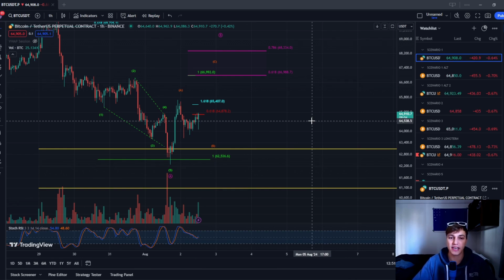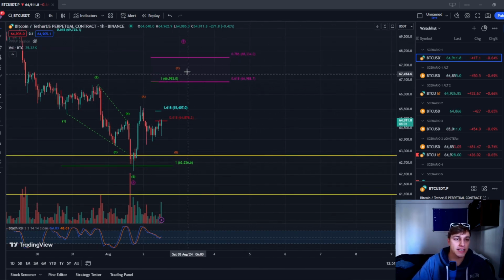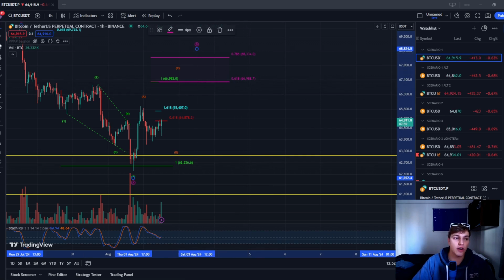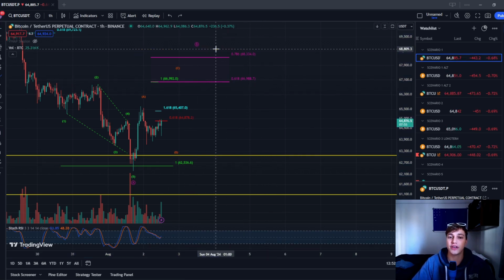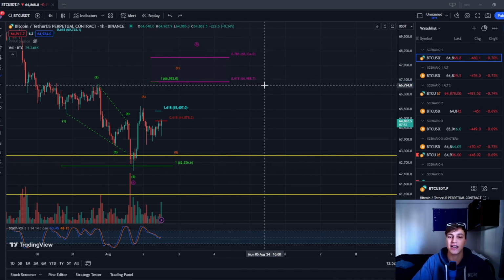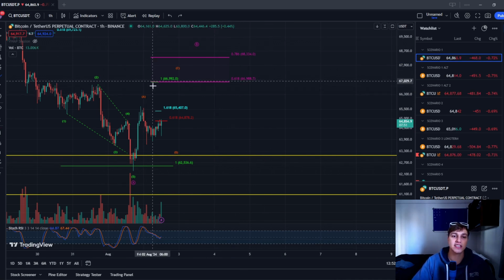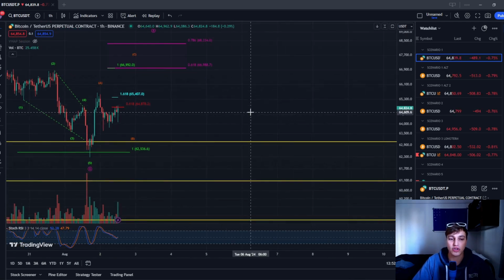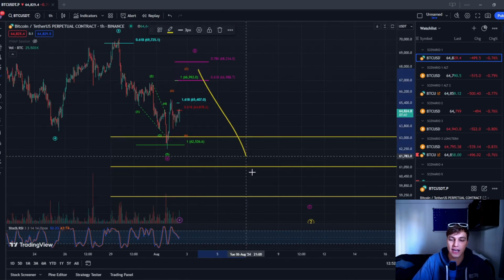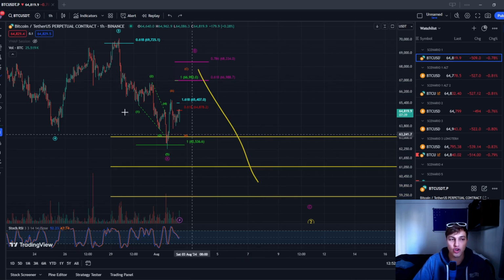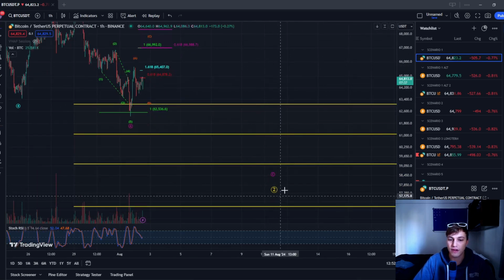Now, I expect for this B wave to target around this purple box at 68,334 to 66,988. 66,992 is our exact target measure, but let's see if that also plays out. After that B wave, we should see a move to the downside in a C to complete that wave 2.